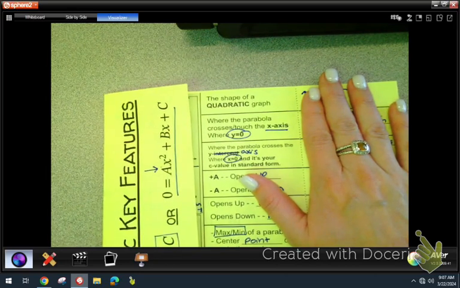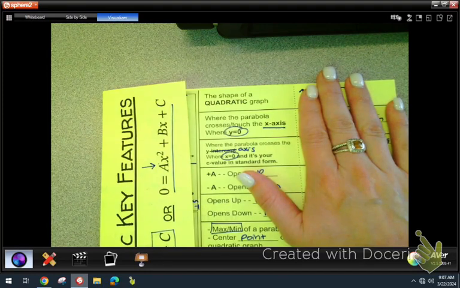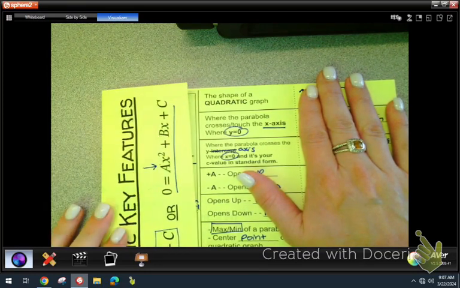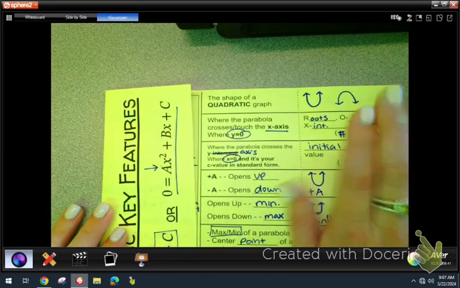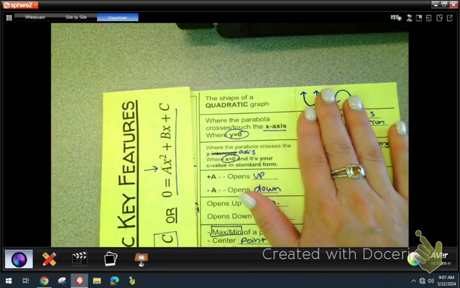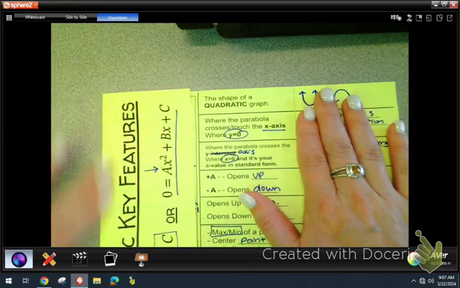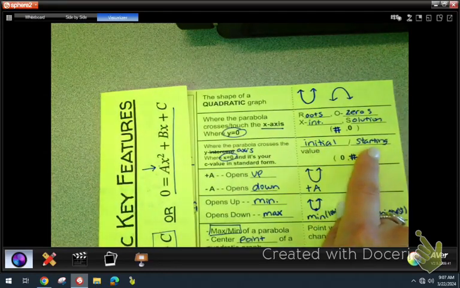How many of those can there be? Could be two. Could there just be one? Yeah. Could there be none? Yes, there could be none. Most of the time it's two. However, it can be one, it can be none. And you always write those as an ordered pair: number, comma, 0. The point that the graph crosses the y-axis, what is that called? Y-intercept. That's your y-intercept. It's also known as the initial or the starting value.